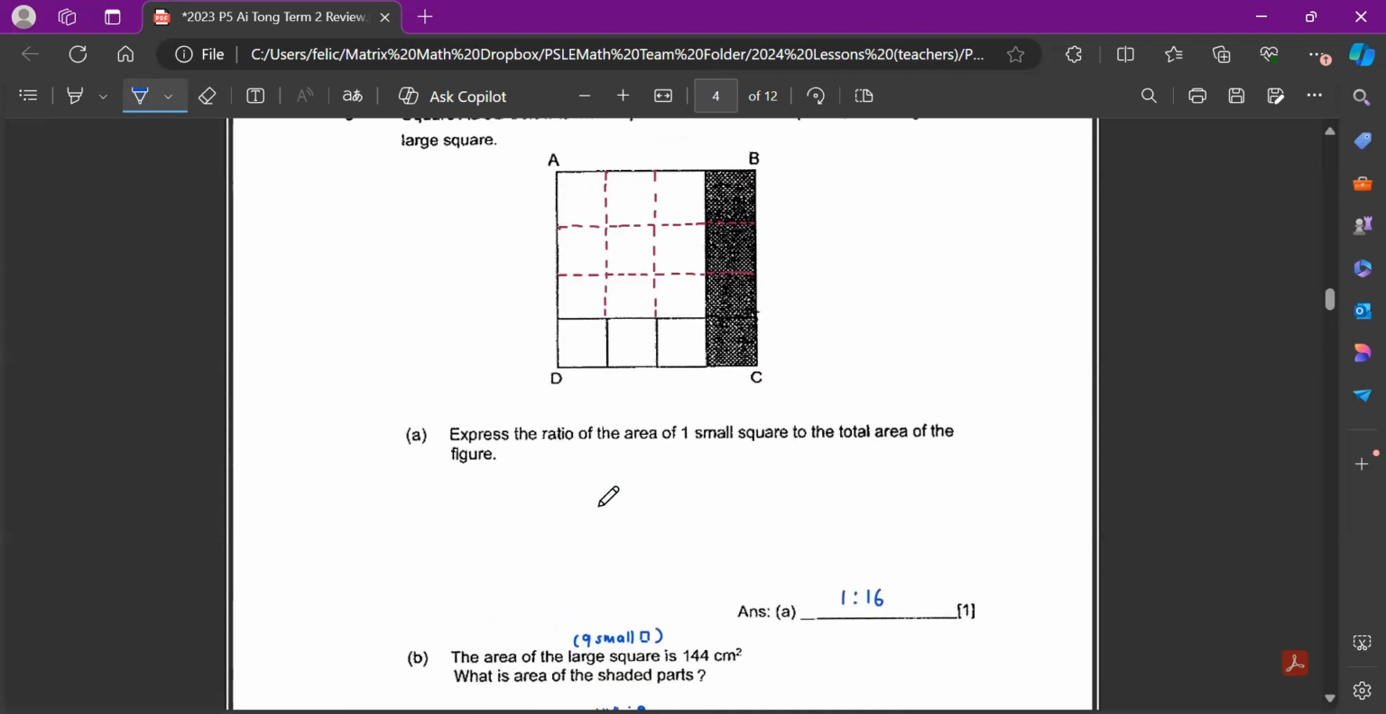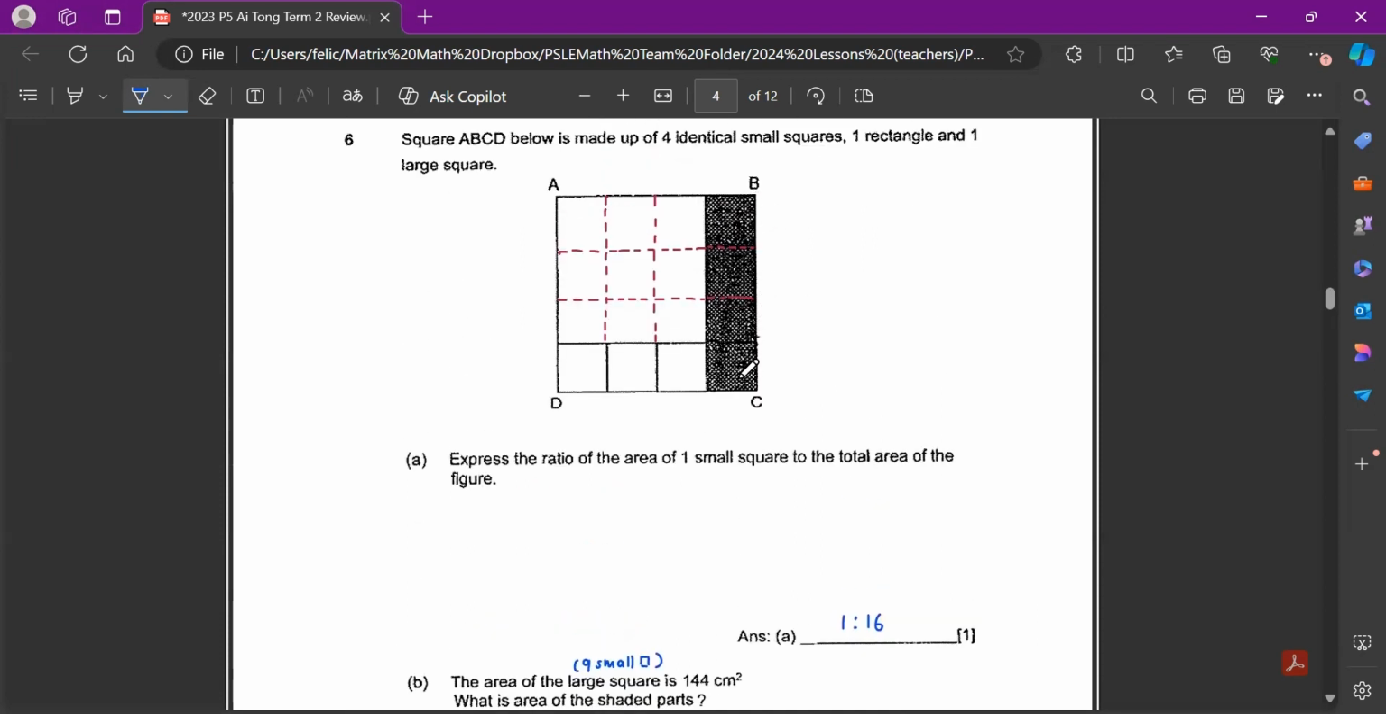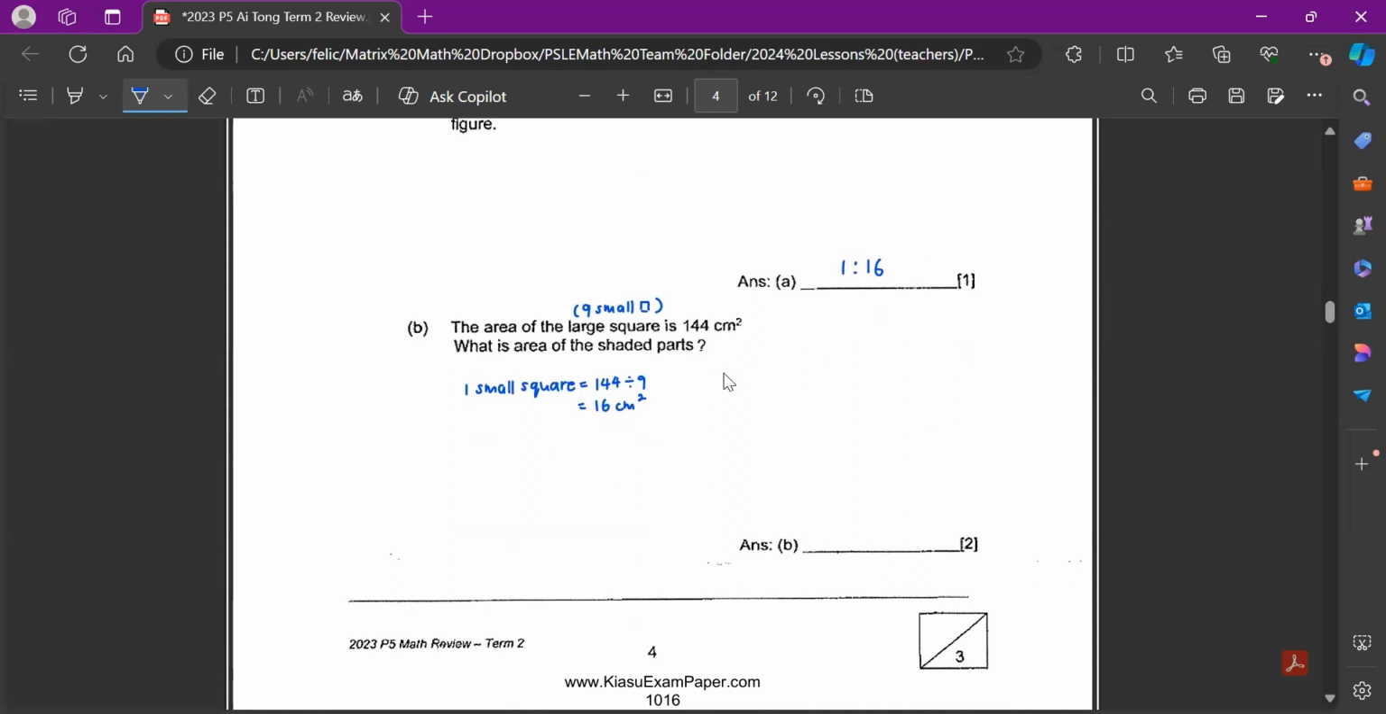Okay, so now let's look at the shaded part. As we can see, the shaded part is made up of 4 small squares. 1, 2, 3, 4. So simply find the area of 4 small squares. Okay, we can just take 16 times 4, which will be 64 square centimeter. So that is our answer here.